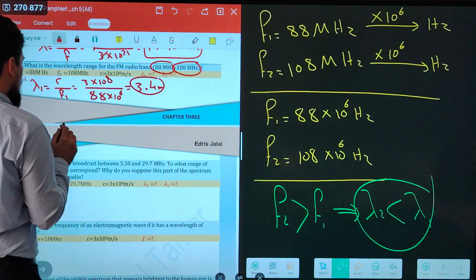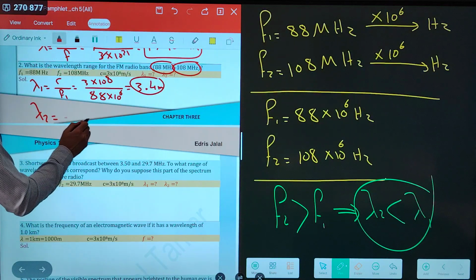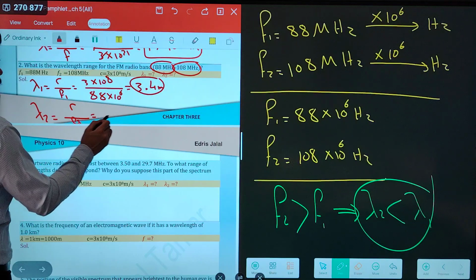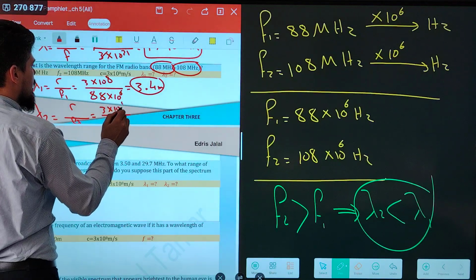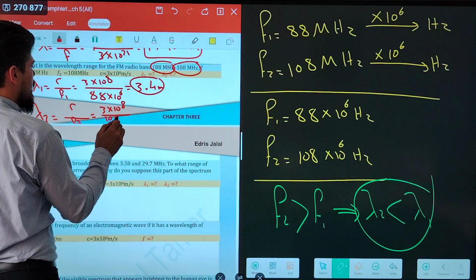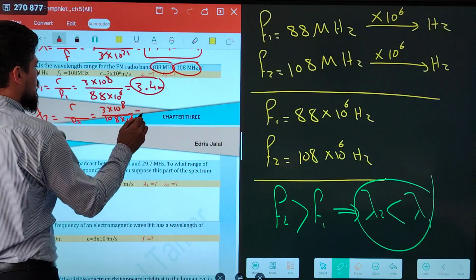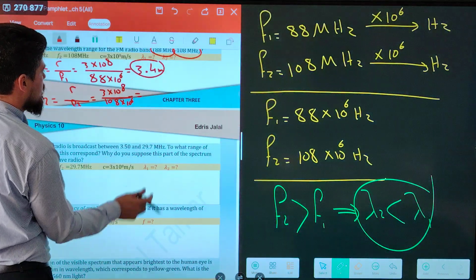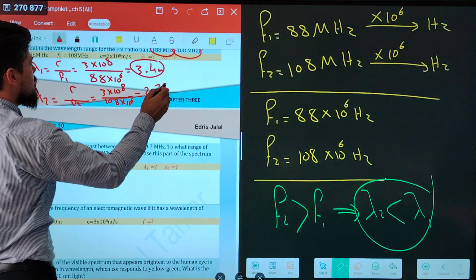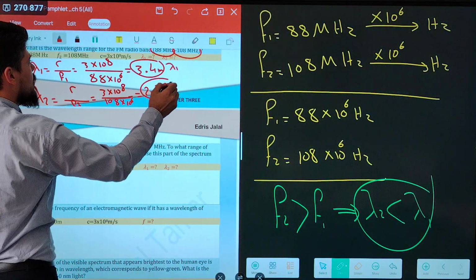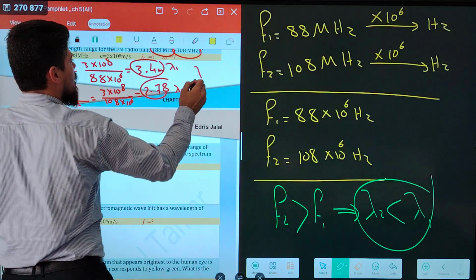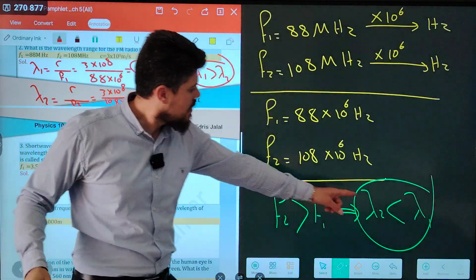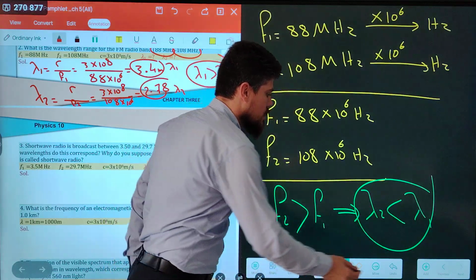This is lambda 1. For lambda 2, C over F2. C is 3 times 10 to the power 8, F2 is 108 times 10 to the power 6, which is equal to what? It should be less than 3.4, it is 2.78. This is lambda 1 and lambda 2. Which one is bigger? Lambda 1 is bigger than lambda 2.